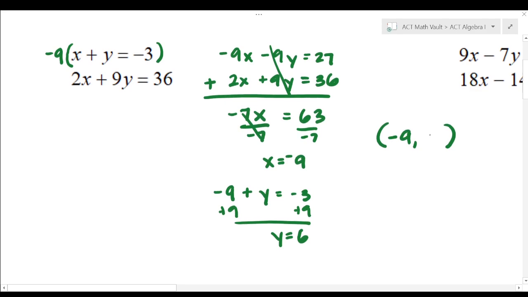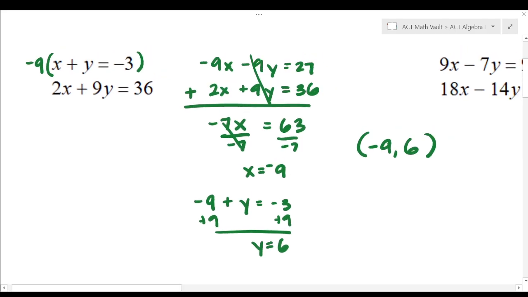So that means that if I checked things out here, I could plug a -9 and a 6 in, and these would make sense. In the first one, I can already tell because this one's easy. -9 plus 6, yes, is -3. And then here, I would check: this would be -18 plus 54. That is, in fact, 36. So I know I got it right. There is no way that I could have gotten it wrong, because when you plug them both in, you can check your answer.